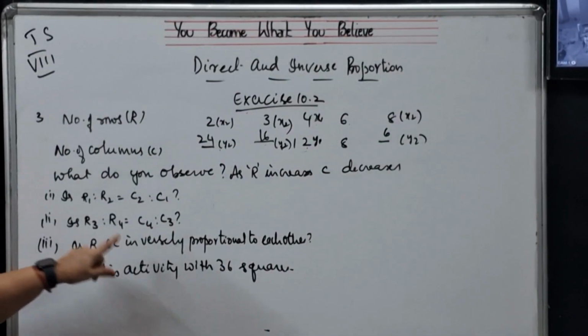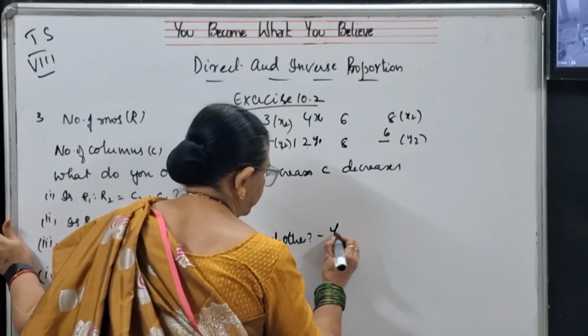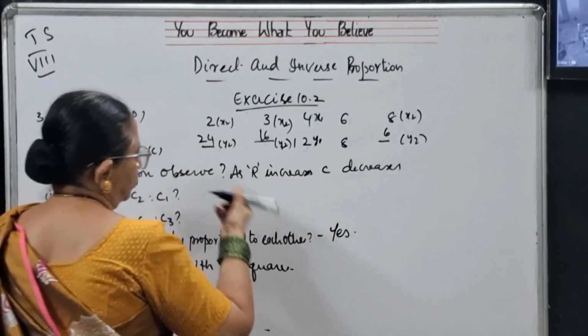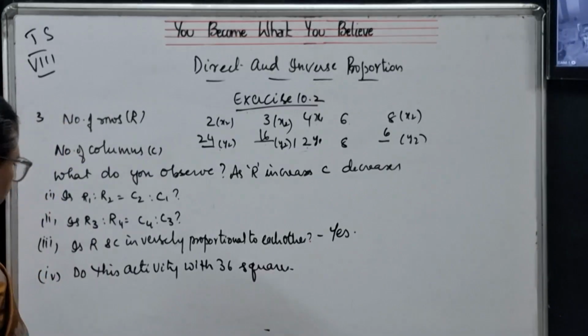The third bit: are R and C inversely proportional to each other? Yes, we will simply write yes. Why? Because we have seen the ratios are equal. So they are proportional to each other.